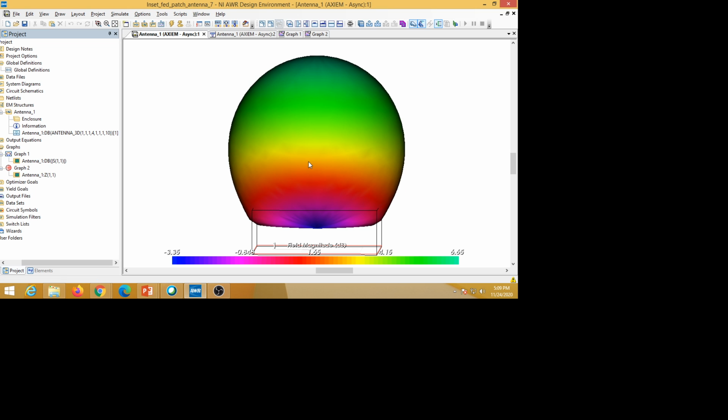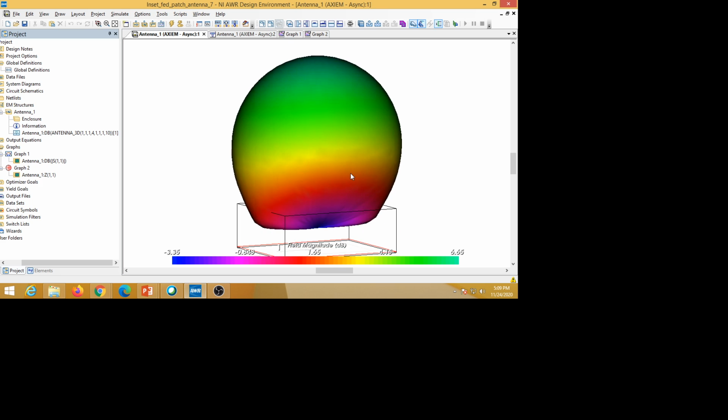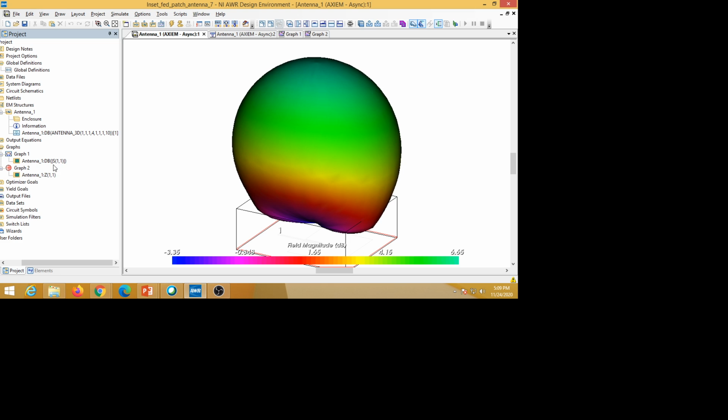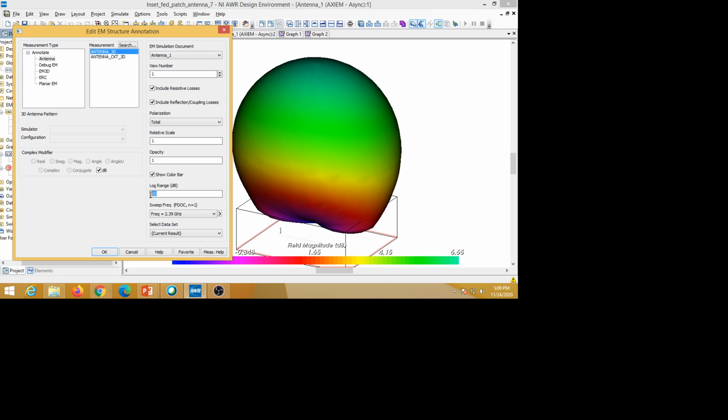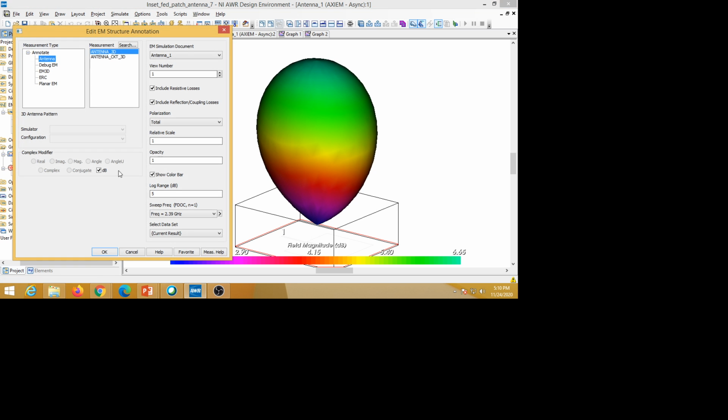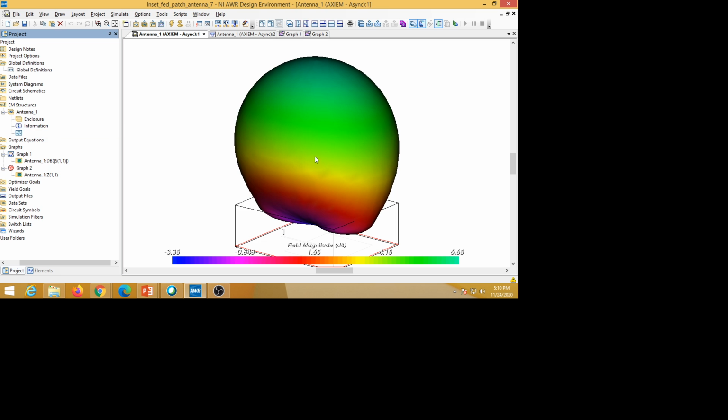This is the radiation pattern. This is what we have got, a 3D pattern. It is looking wider here. You can make it different by going to properties and changing it; for example, if I take 5, it will look like this. To see the better features, you keep it at 10. Okay, it is looking like this.